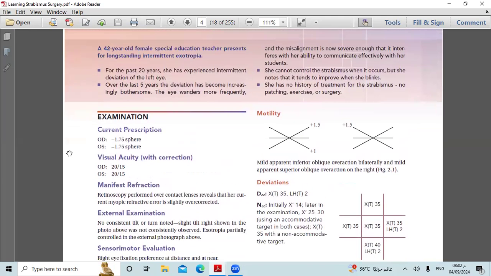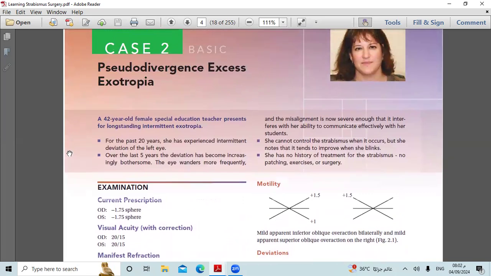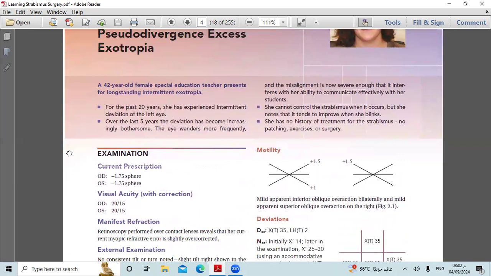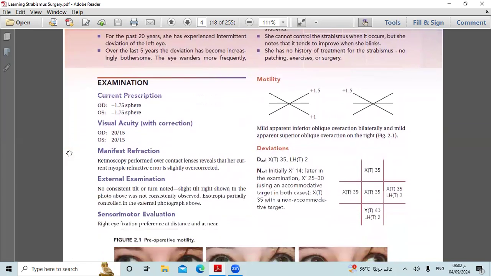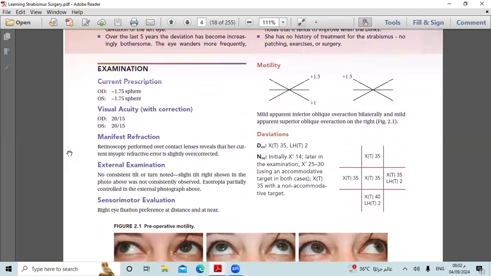Okay, before we continue, Dr. Muhammad, do you want to make any comments until now? No, till now, this story is straightforward. Please continue, Dr. Aina.